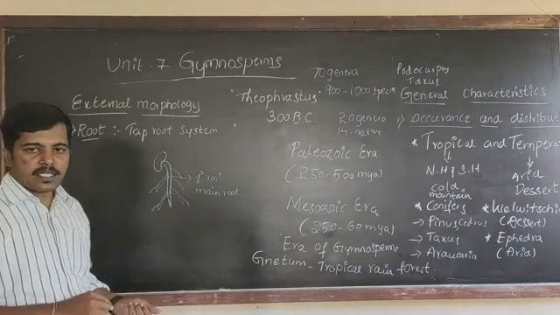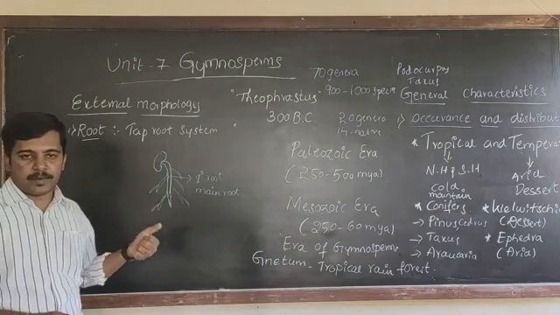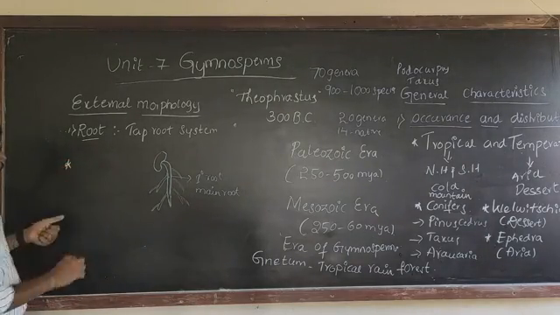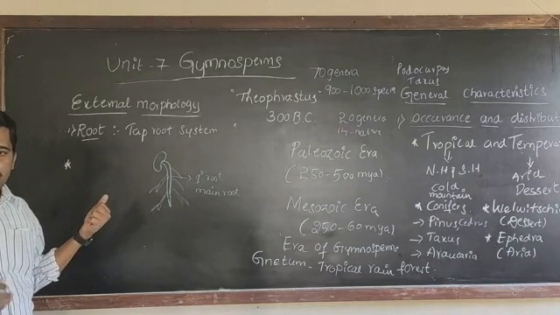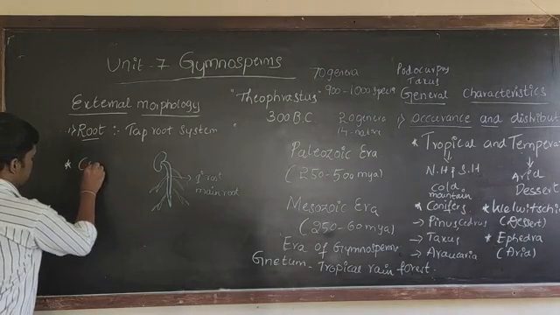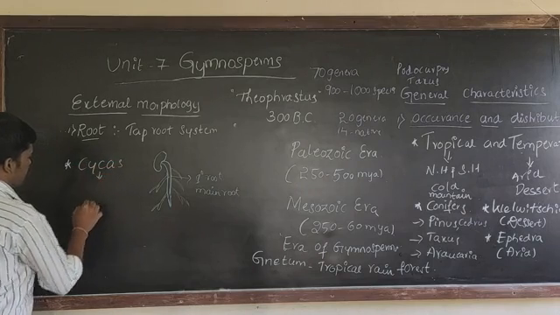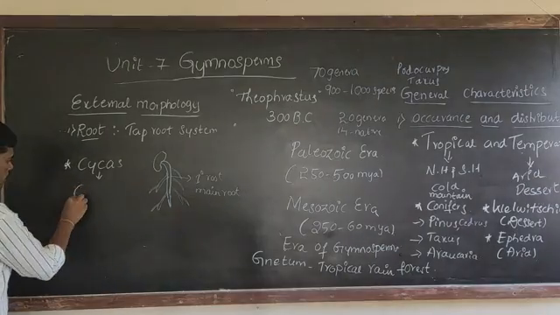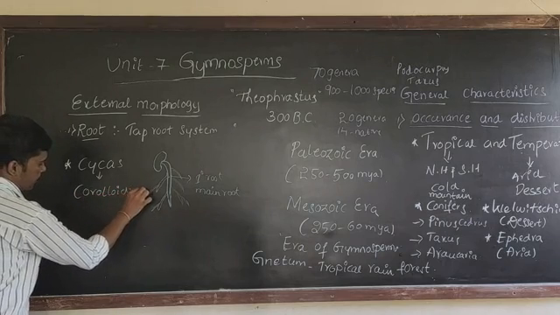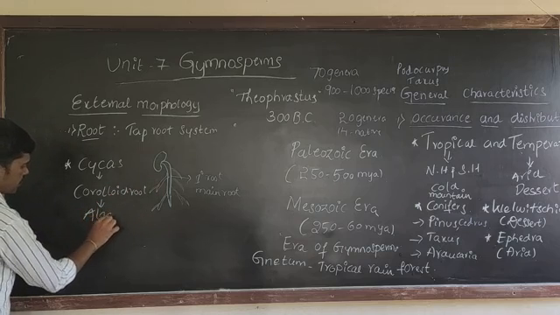Another important feature of the root system is seen in some species like Cycas and Pinus. In Cycas and Pinus, the root system shows a symbiotic association with algae and fungi. In Cycas, there are special types of roots known as coralloid roots. These coralloid roots show a symbiotic association with algae.